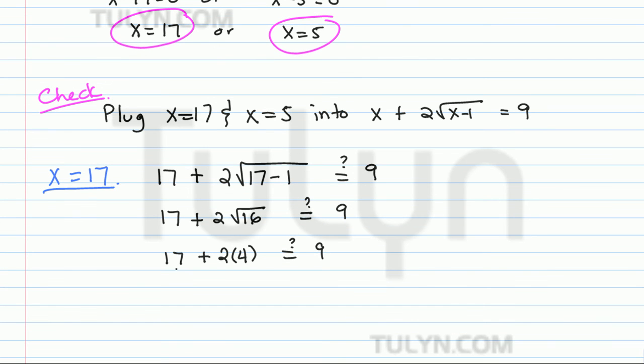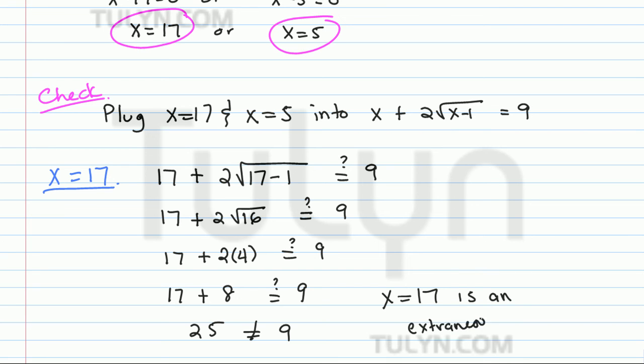So finally, simplifying, we get 17 plus 8. Let's see if it's equal to 9. 17 plus 8 is 25, which is not equal to 9. So 17 actually doesn't work as a solution. And in this case, we write that x is equal to 17 is an extraneous solution. Just a little bit of terminology for you there.